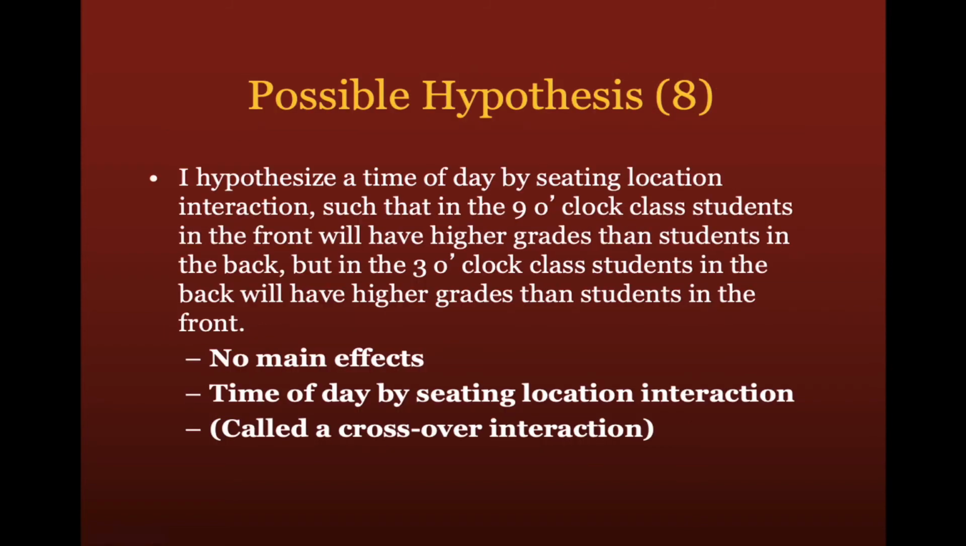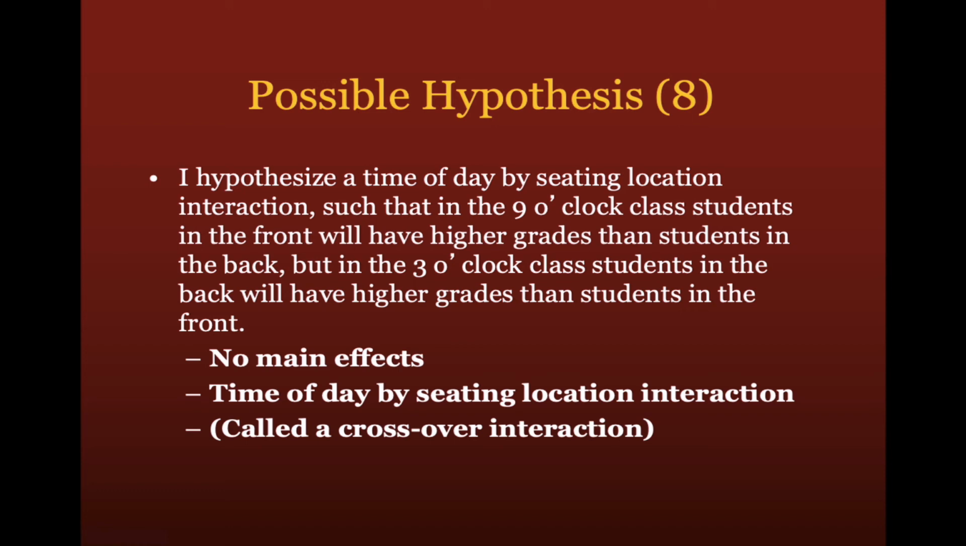All right, our last one. I hypothesize a time of day by seating location interaction such that in the 9 o'clock class, students in the front will have higher grades than students in the back, but in the 3 o'clock class, students in the back will have higher grades than students in the front. So we're hypothesizing no main effects, but an interaction between time of day and seating location. And this particular interaction, when you have no main effects but you have an interaction, is called a crossover interaction.